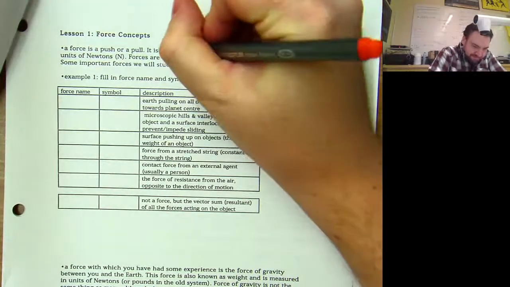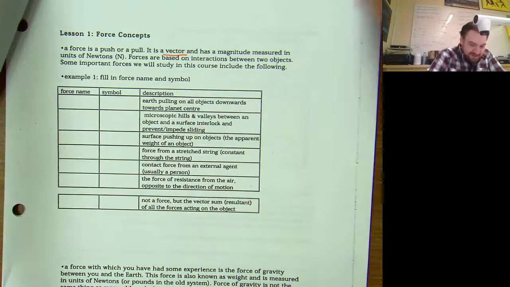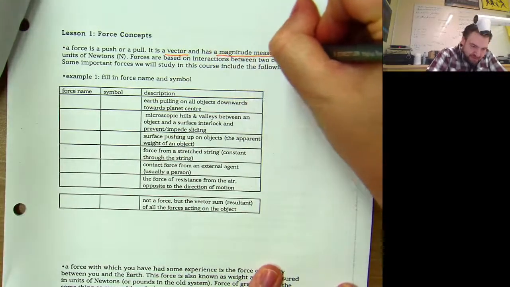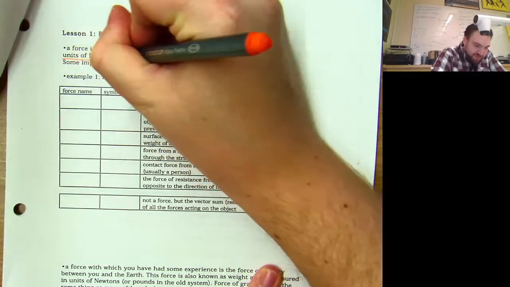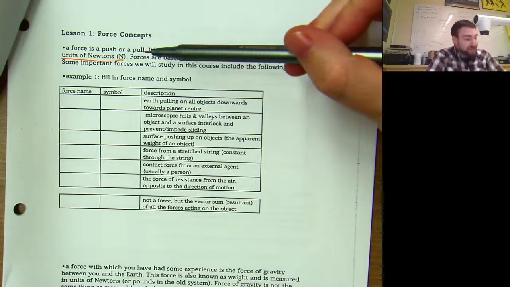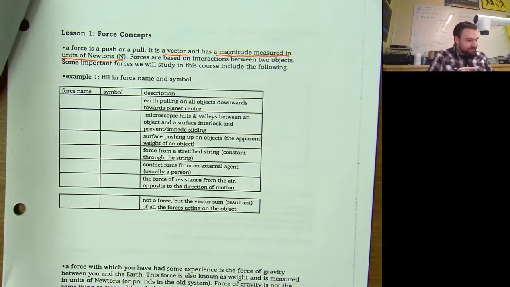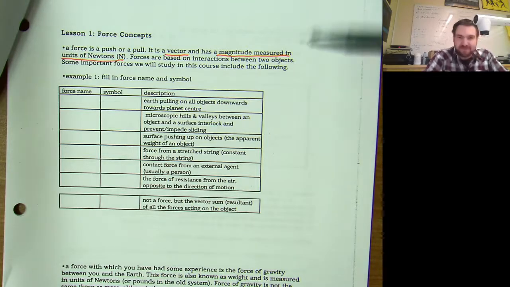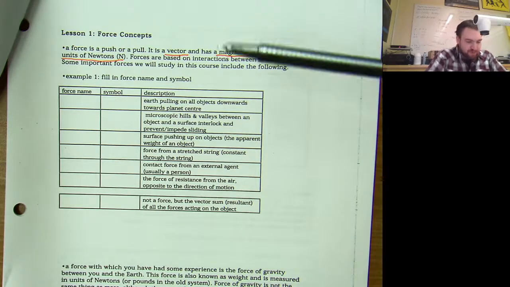It is a vector because it has a magnitude measured in units of newtons. Forces are measured in newtons. It's not always just a push or a pull. Sometimes an object creates a field that another object interacts with, and that field will create a force on an object. But for the time being, this will be sufficient. So we've got some descriptions here.